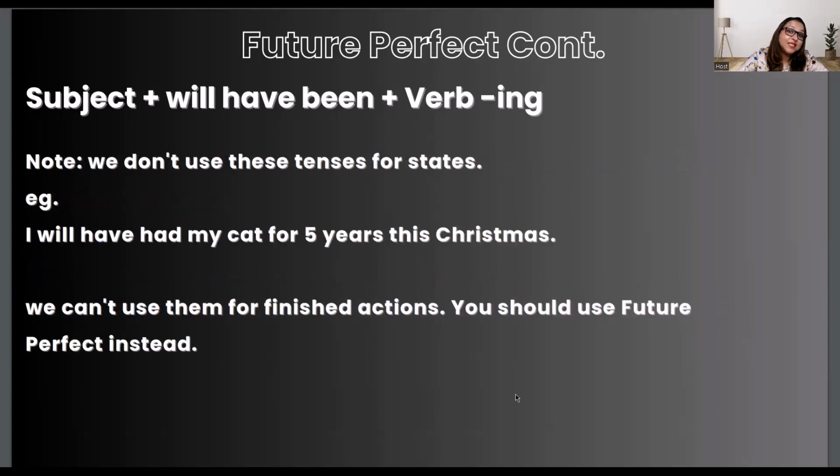Then we have the last. No, we don't use those tenses for states. These continuous tenses, future perfect continuous, I will have had my car for 5 years this Christmas. We can't use them for finished actions. You should use future perfect instead. That is future perfect: I will have had my car for 5 years this Christmas. You cannot say, I will have been having my car for 5 years this Christmas. That would be completely wrong. So don't use this sentence for states, just for facts.